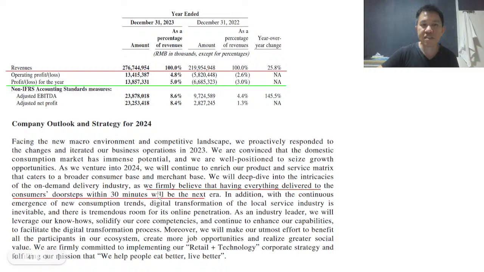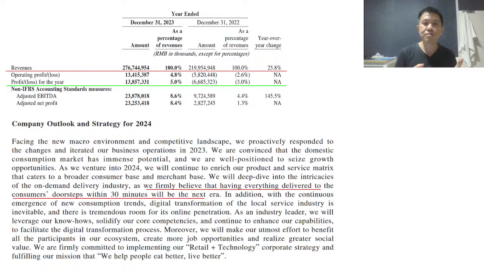So their strategy is very simple. We believe that everything delivered to consumers' doorstep within 30 minutes will be the next era. So that's the new game already. Food, vegetables, products, everything sent to you within 30 minutes.